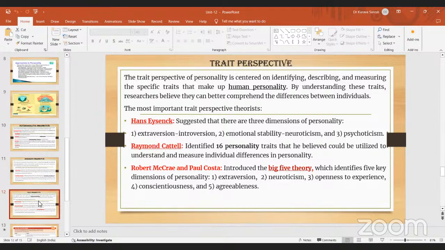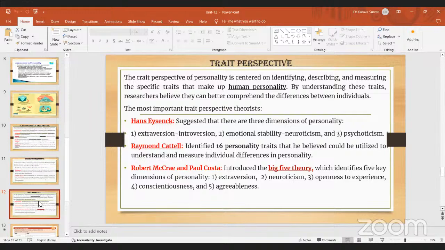Trait theorists: Eysenck, Raymond Cattell, and Robert McCrae and Costa. Big Five Factor Theory and 16 Personality Factors by Raymond B. Cattell. And Eysenck suggested three dimensions of personality: extraversion and introversion, emotional stability and neuroticism, and psychoticism. These are the three-dimensional personality model of Eysenck. Raymond B. Cattell developed the 16 personality factors.